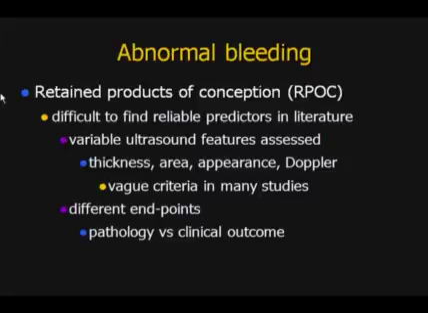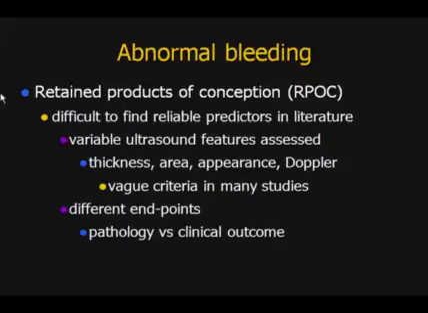Patients who present with abnormal bleeding in the postpartum or post-miscarriage time frame, we generally are most concerned about retained products of conception. We do a lot of ultrasounds for this reason, and you think it would be very obvious what we could use, but actually when you look at the literature, it's difficult to find reliable predictors of retained products of conception based on ultrasound features. Variable features have been assessed, including thickness of the endometrium, area, the appearance or morphology, and Doppler findings. The criteria seem somewhat vague in many of the studies.